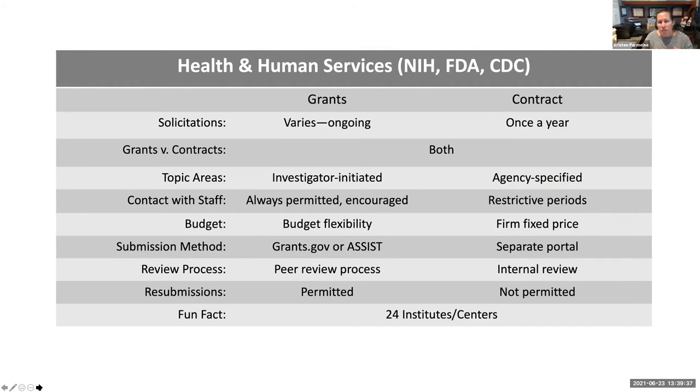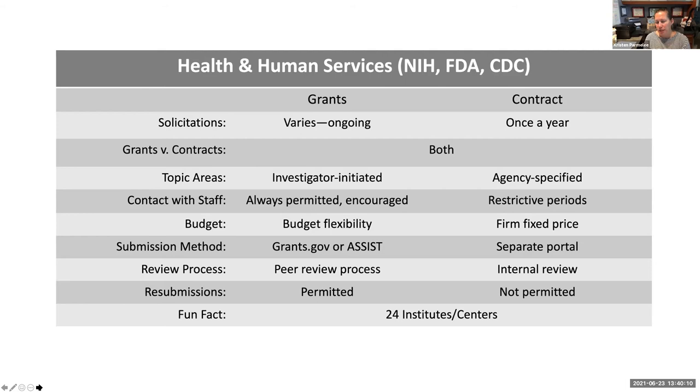Grants for NIH, they have varying solicitations. There's what they call the omnibus, which is just pretty much if you're working on public health, you don't even really need to find a topic. You can send it in. But then they also offer special solicitations that are more specific. And you typically have a particular disease state or a more specific problem they're trying to solve, but they're also grants. Their topics are what we call investigator initiated.